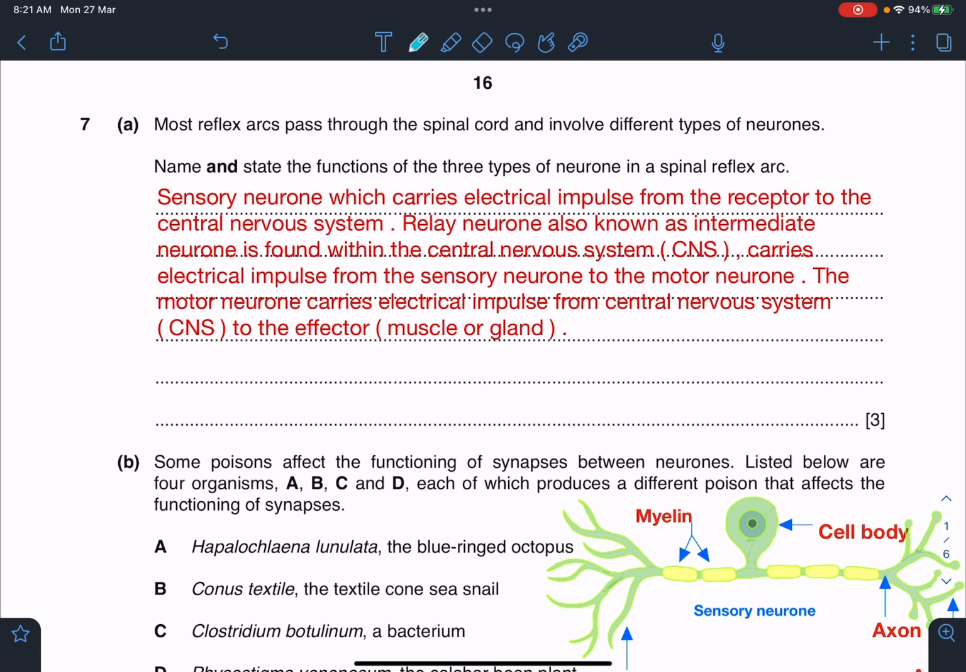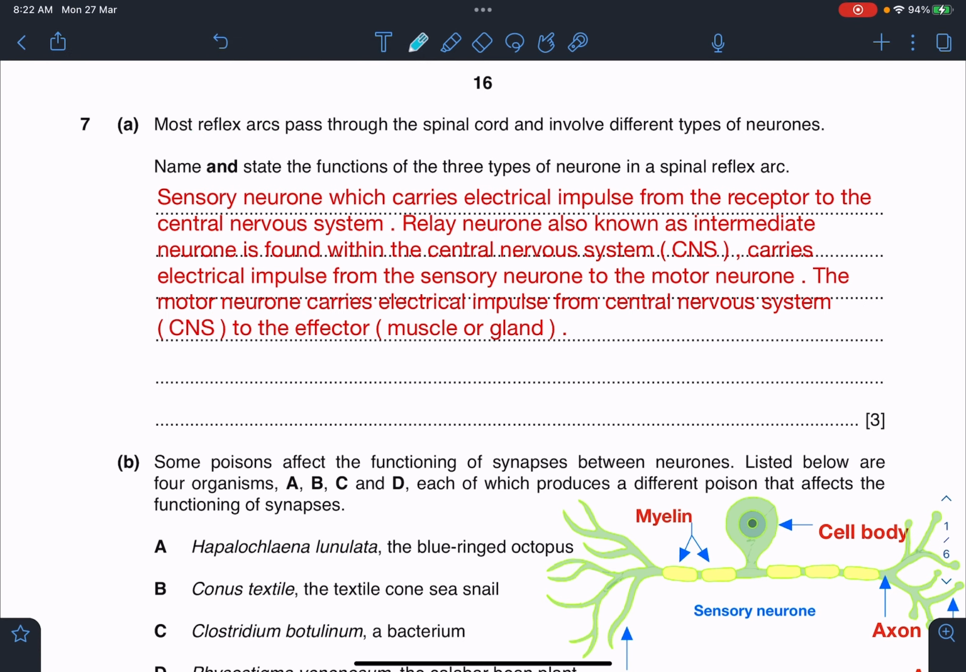Okay, first one. Most reflex arcs pass through the spinal cord and involve different types of neurons. Name and state the functions of the three types of neuron in a spinal reflex arc. So, guys, if you can recall, what is a reflex arc? It is basically a pathway along which electrical impulses or action potentials travel to bring about a reflex action without involving conscious regions of the brain. So yeah, just a heads up.